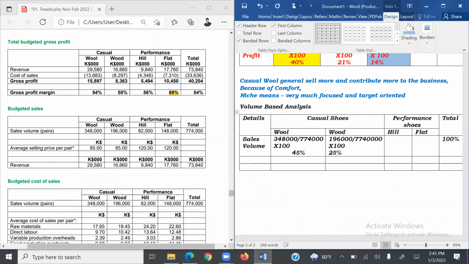So can we do it for the hill as well? Hill is going to be 11%, flat is going to be 19%. So I'll give you some time. You can just double check whether it is correct or not correct. So you will get the application of this very much clearly.